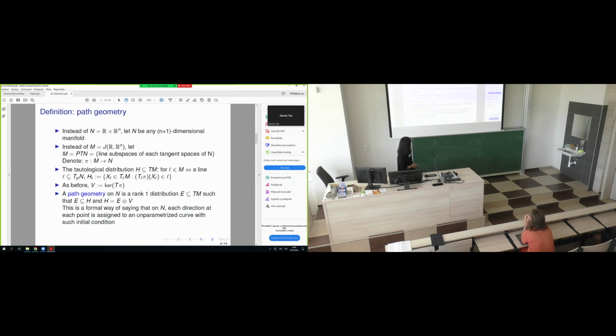And then a path geometry, as a general definition, is a rank 1 distribution that lies in the tautological distribution and is a splitting of the vertical. This definition is a formal way of saying that in the manifold N, you assign to each direction at each point a curve respecting the initial condition.